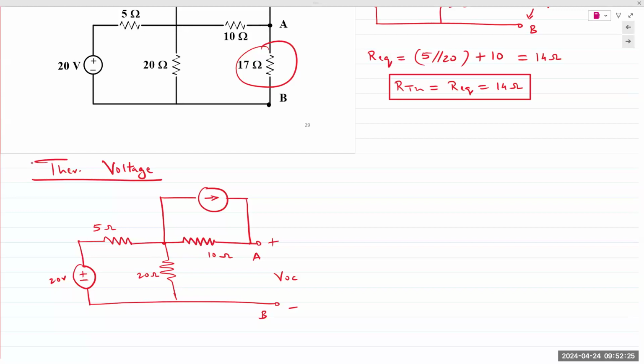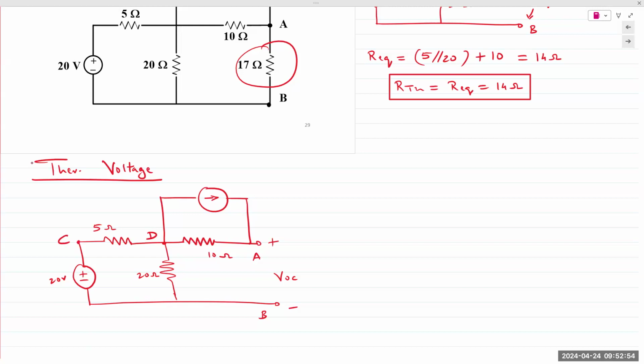If I count the number of nodes, I can see that there are 1, 2, 3, 4 nodes. Yes, 4 nodes. So there's A and B, of course. There's a node in the middle, a node in the far left, C, and this is D. Meshes, there are only 2 meshes in there.